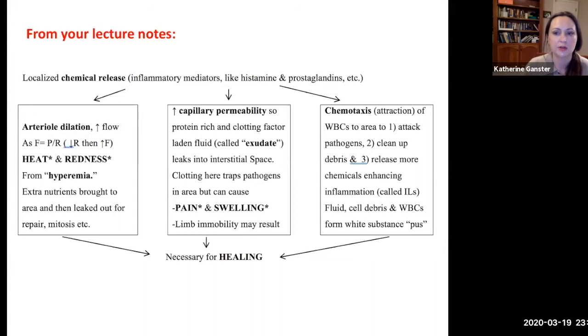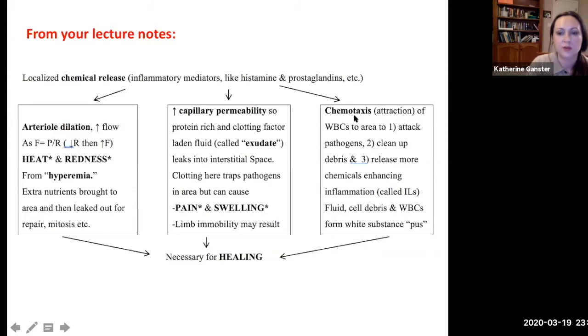And if there's so much pain due to the swelling pushing on the pain receptors, somebody might not want to move because, again, the joint movement might put additional pressure on that pain receptor, making them feel like their limb is immobile. Now, chemotaxis, on your notes here, it says attraction.